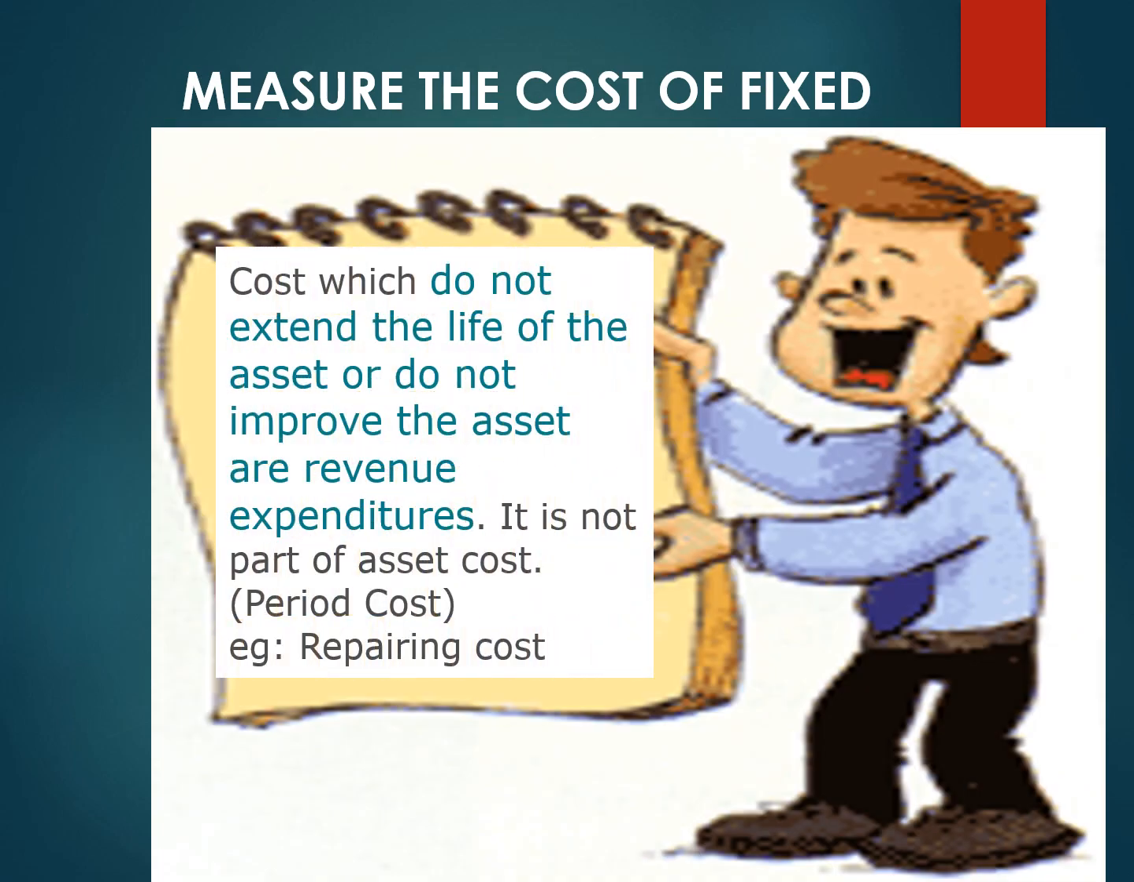Okay, in this slide, it shows that we have to identify revenue expenditures and capital expenditures, because revenue expenditures will not extend the life of the asset or improve the asset, but capital expenditure is the other way around. So revenue expenditure is not part of asset cost, or we can call it a period cost. An example is repairing cost.